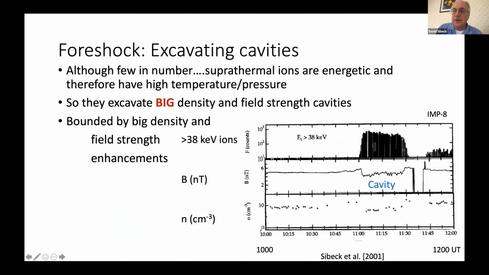And here's an example, a burst of foreshock ions, and it's excavating a cavity in the magnetic field strength. It's excavating a cavity in the density in the foreshock. And it's the excavated properties, it's the modified solar wind that's actually going to come and hit the magnetosphere. So it's important to know about that.